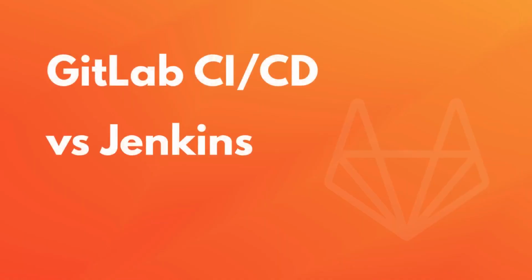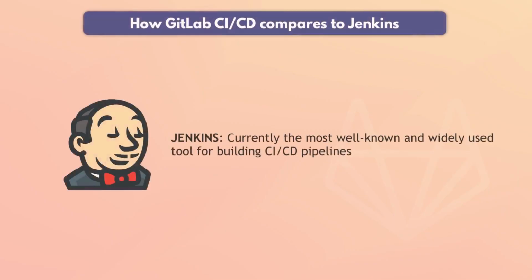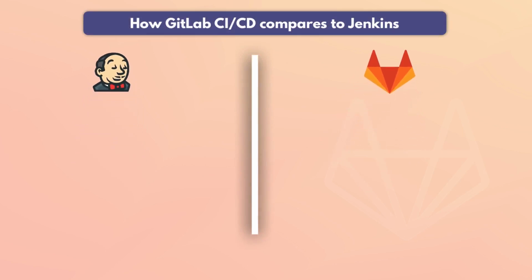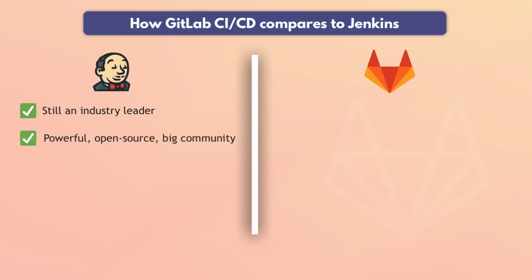The first one is an open source and currently the most popular and widely used CI/CD tool, which you probably know about, which is Jenkins. So how does GitLab CI/CD compare to Jenkins? So first of all, Jenkins currently is still an industry leader, and it's very powerful, and it integrates with various technologies, and it's also very flexible because it has lots of plugins that you can use for different build tools, testing tools, deployment tools, etc., for various use cases.